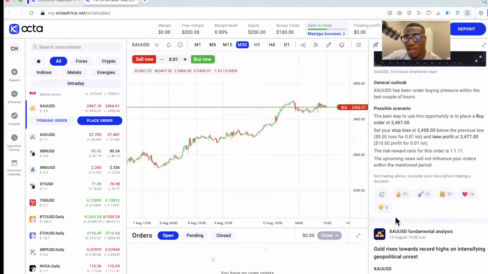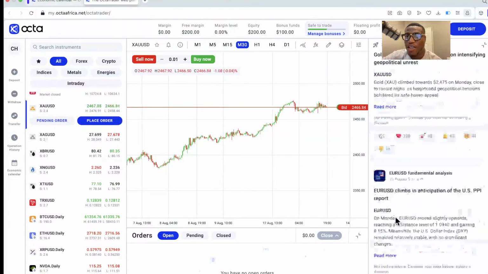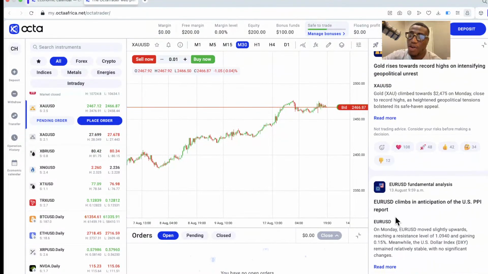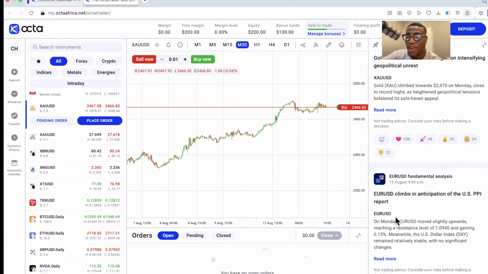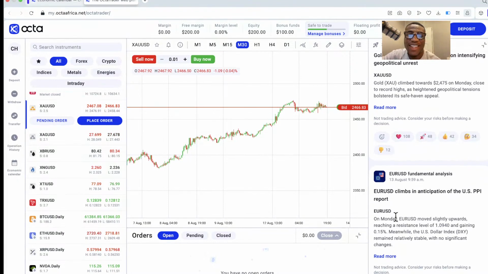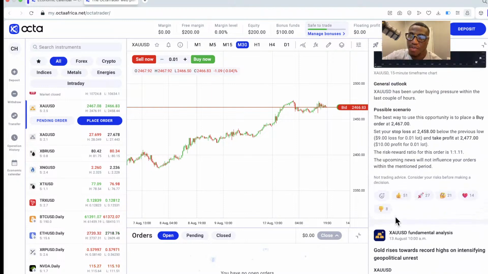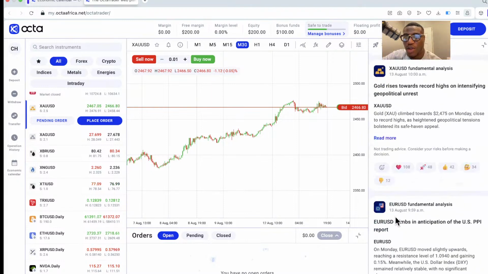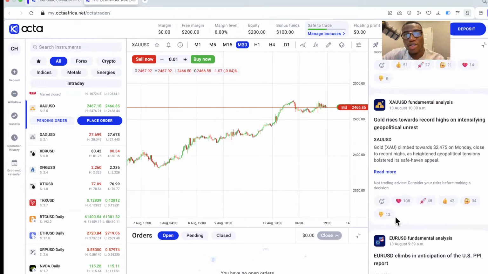So you can see it's a lot of ideas, rather than advice. A lot of trade ideas, a lot of analysis that you can use, a lot of instruments as well that you can use.